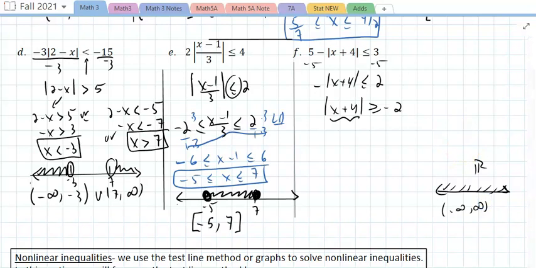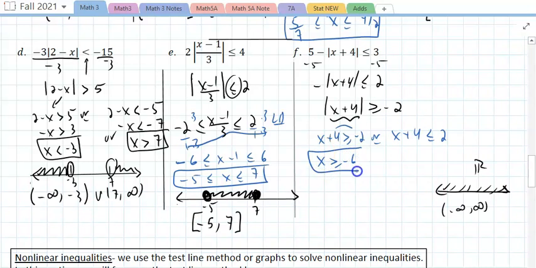if you don't see it, not a big deal. You could work this out. You write it one time as you see it. Or x plus 4 is less than or equal to 2. You solve, subtract 4 from both sides.